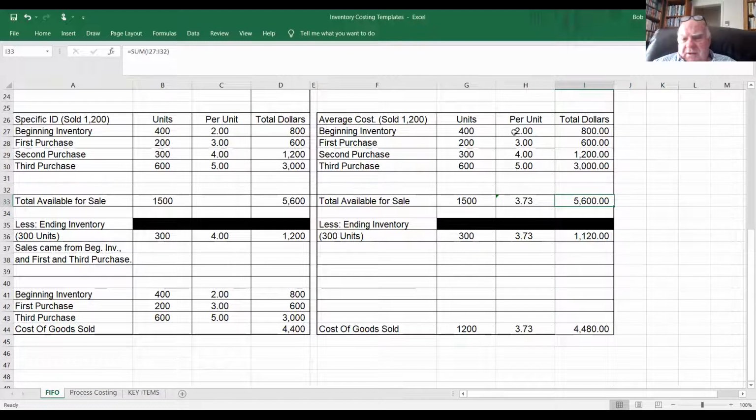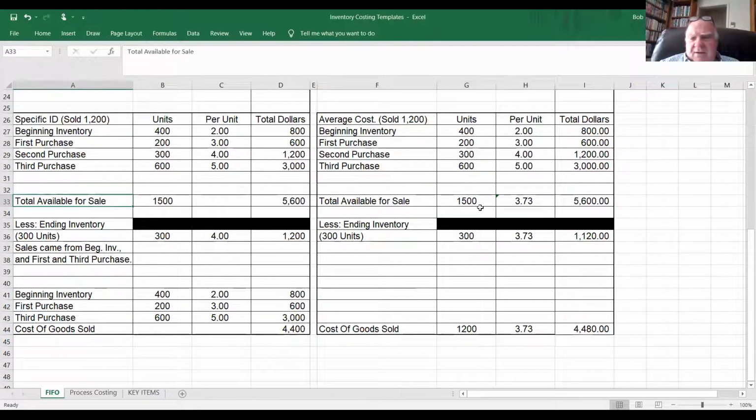Don't make this mistake where students will take 2, 3, 4, 5, and when they do that, you come up with an average of 3.5, which is absolutely wrong. And nothing's going to work out. You're not going to be able to agree back to the numbers you need to. Okay? Average cost. Pretty easy. Just have to remember that you get the average cost from that horizontal line.